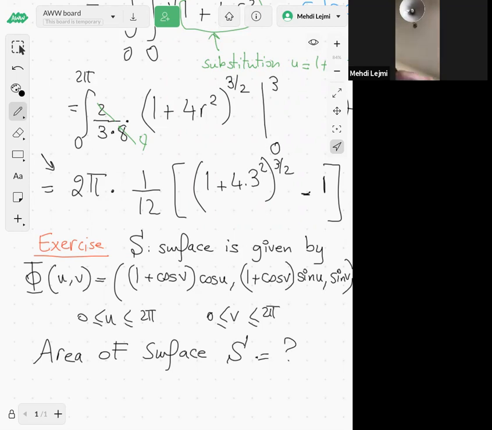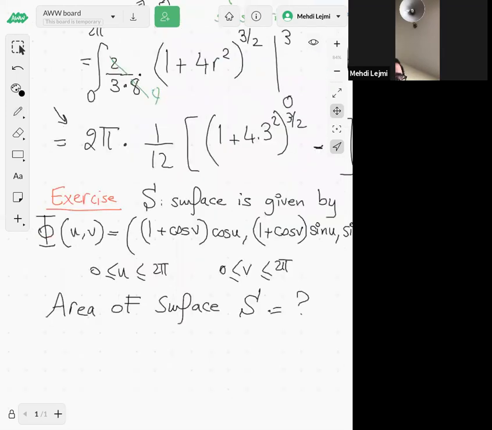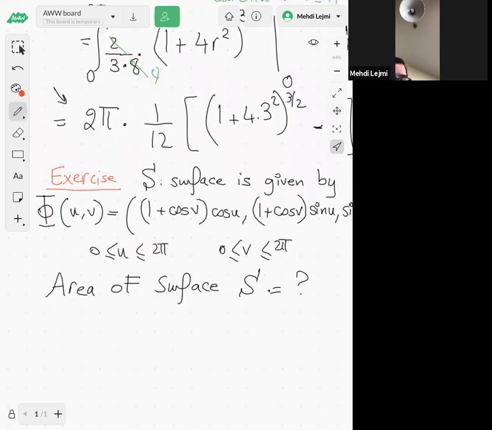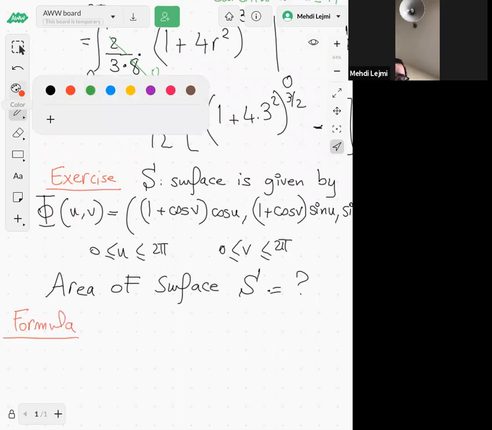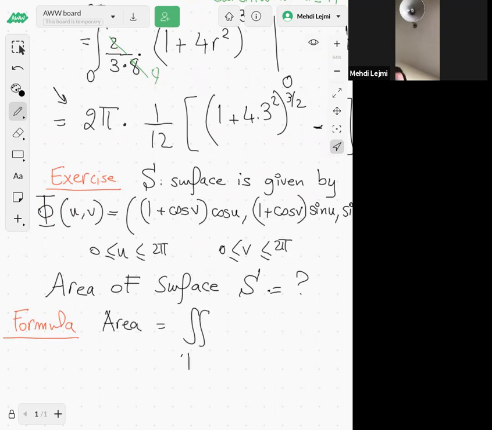So again, just to remind you of the formula. We have this parameterization. Once you have the parameterization, then you can compute the area. So the area would be this double integral over D, where D is the region of u and v. So u is between 0 and 2 pi, v is between 0 and 2 pi. So this is the double integral over D of the norm of T_u cross T_v, du dv.